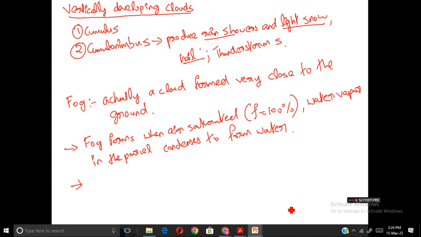And the saturation is reached either by, how to reach saturation we have learned in the last class. So there are two ways in which saturation can be reached. One is by lowering the temperature of the air parcel. The second one is by adding more moisture to the parcel. So fog generally forms when air has a high level of moisture in it, or the surface temperature is very low. In these conditions, generally fog forms, which is also a cloud formed very close to the ground.